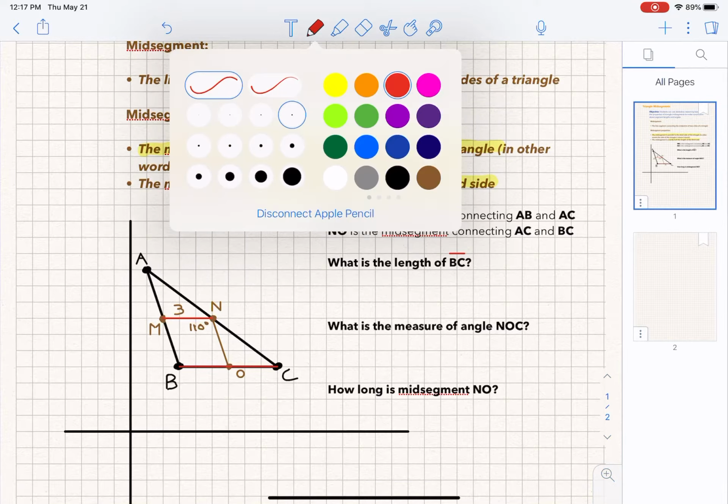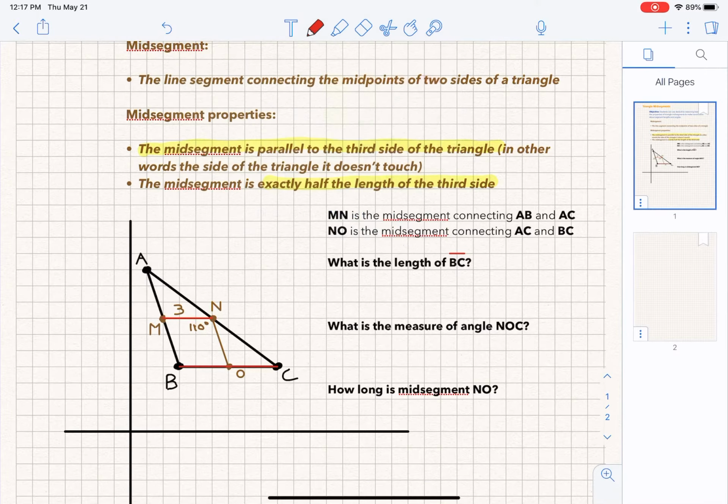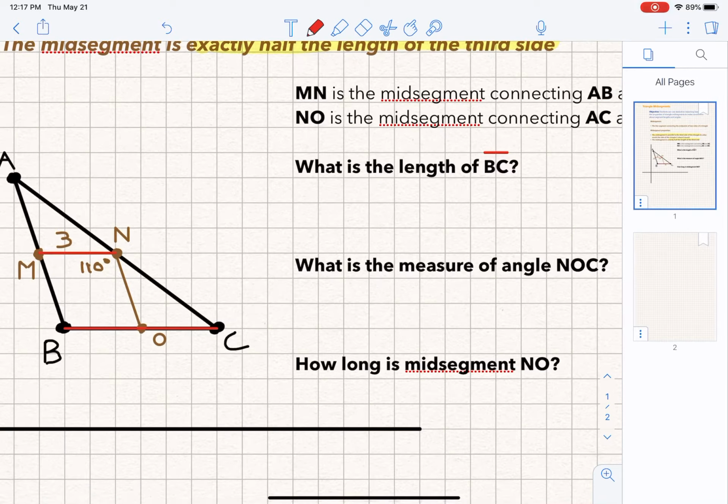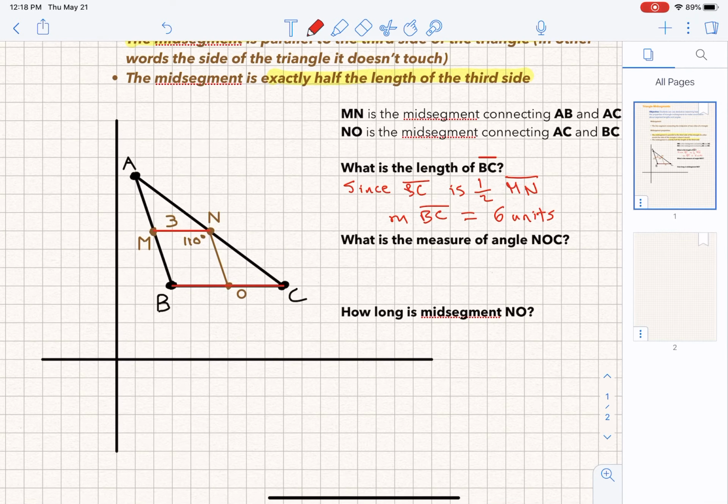Since MN is 1/2 of BC, the measure of segment BC is going to be 6 units. Okay. Easy so far, I hope. This is 6. All right, so I'm going to go back to red.